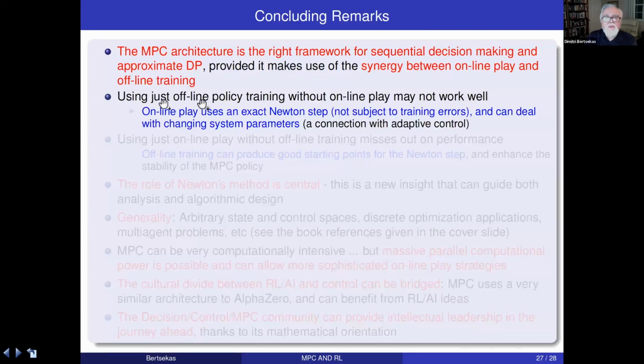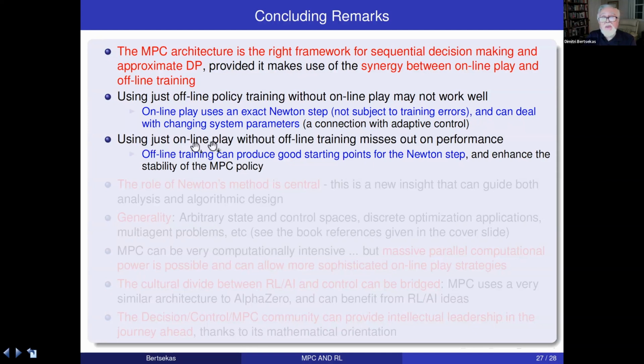If you use just offline training without online play, it may not work very well, because you will miss out on the Newton step. Online play uses an exact Newton step, not subject to training errors, and can also, parenthetically, deal with changing system parameters as in adaptive control. That's the reason why MPC has worked very well with systems with changing parameters in the context of adaptive control. It's because there's an exact Newton step involved here that's not subject to training errors.